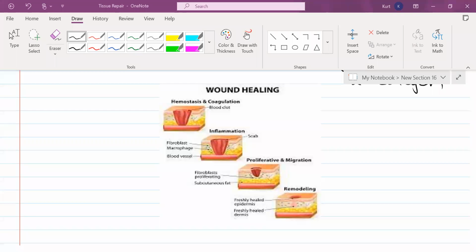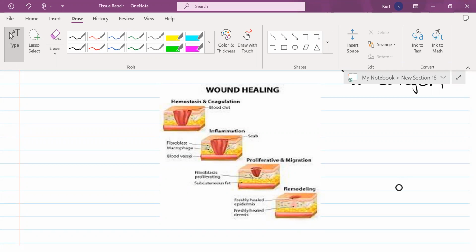Okay, this is the second portion of the tissue repair lesson. This is going to be the 3 stages of actually healing the wound. If you take a look at this diagram here, the first 2 images are actually going to be the first stage. You have hemostasis and coagulation. That's generally the formation of the scab.